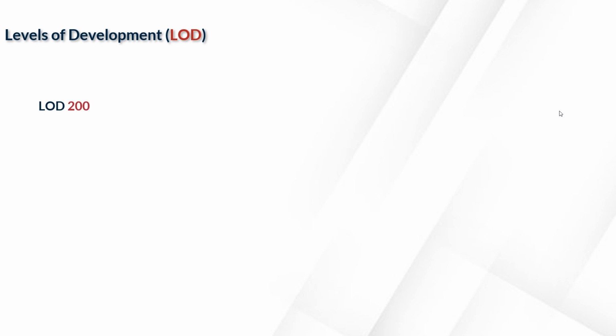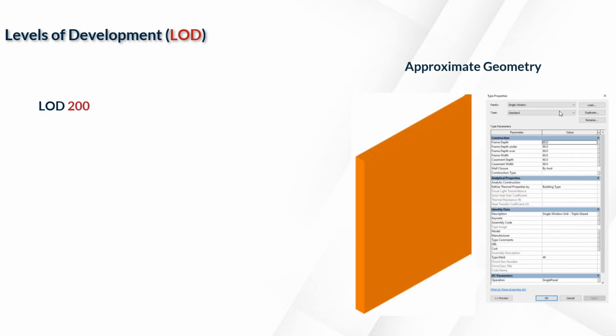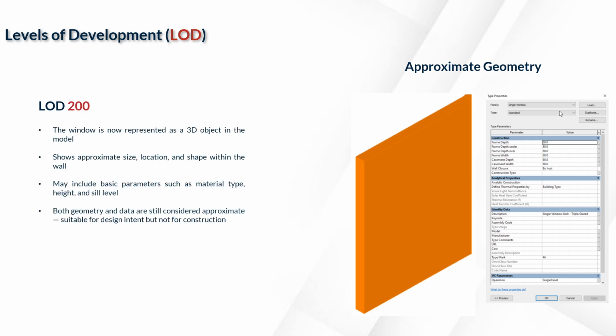Moving to LOD 200, the model becomes more developed. At this level, our window is no longer just a symbol. It's now a 3D object placed in the wall. It represents the approximate size, shape, and position of the window, allowing other disciplines to start coordinating their design. We may also include a few basic parameters, for example, the type of glazing, the sill height, or a general material. However, this information is still approximate. It's good enough for visualizing the design and for coordination, but not accurate enough for fabrication or ordering the components.